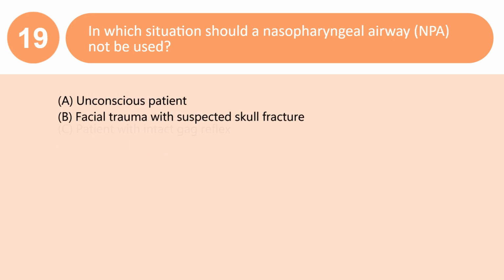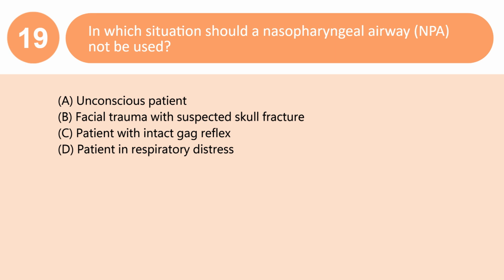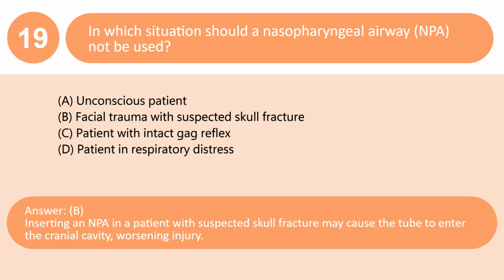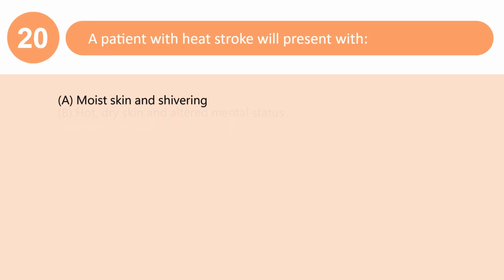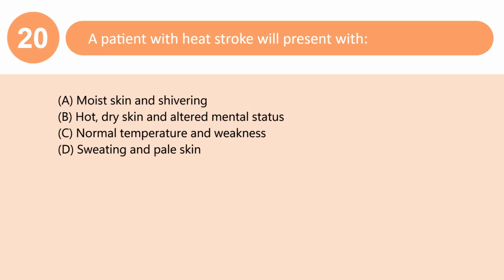In which situation should a nasopharyngeal airway, NPA, not be used? A. Unconscious patient. B. Facial trauma with suspected skull fracture. C. Patient with intact gag reflex. D. Patient in respiratory distress. Answer B. Inserting an NPA in a patient with suspected skull fracture may cause the tube to enter the cranial cavity, worsening injury.